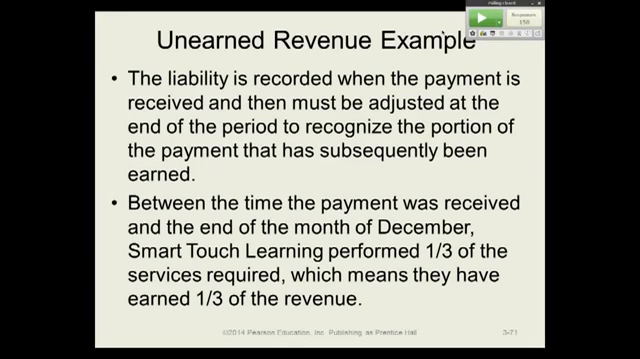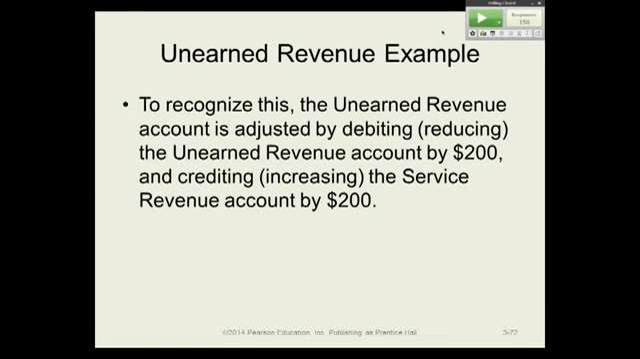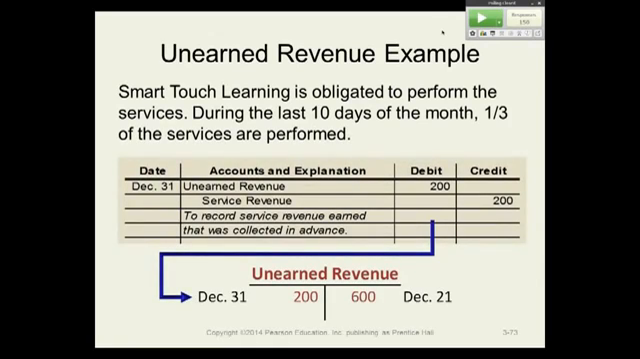The other 2/3, or the $400, is not earned. So to recognize this, we have to debit the unearned revenue and credit the revenue earned for $200. So again, we're going to tell you how much is earned in this case, and that means the balance is unearned, or the $400. So in this case, what you would have to do is debit the unearned revenue.